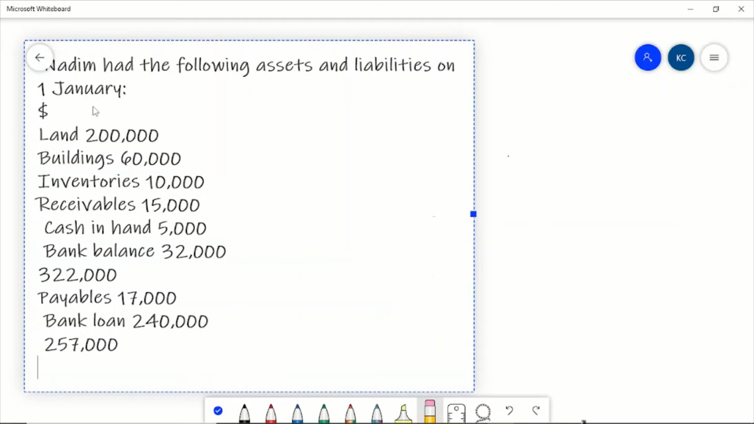Now, in this question, we were asked to find the capital. So how do you find the capital? Remember the accounting equation. We had capital, we'll just put it as C. Capital is equal to assets plus liabilities.